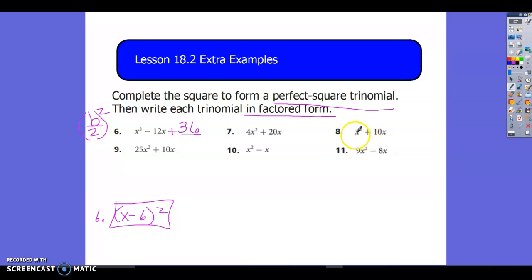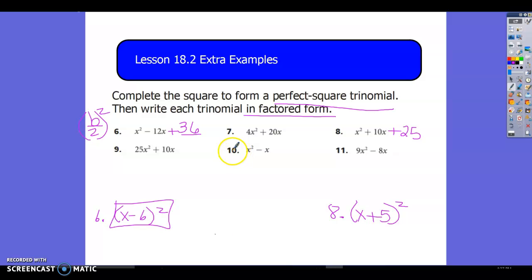All right, let's look at number 8 because it also has a coefficient of 1. So we're going to take the middle term, half it, and square it. If we half 10, it's 5. 5 squared is 25. So down here, I'm going to write factored form. It's going to be x plus 5 quantity squared.